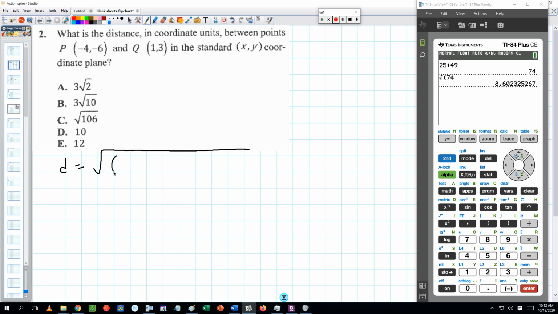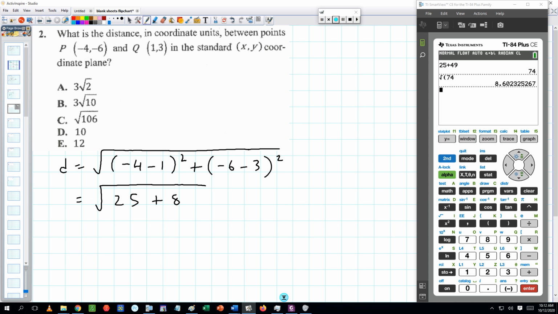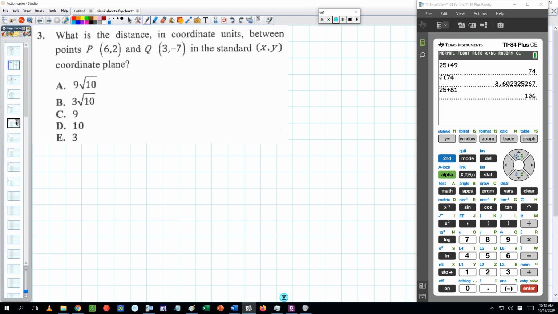Subtract my 2 x's, squared, subtract my 2 y's. -4 take away 1 is -5. -5 squared is 25. -6 take away 3 is -9. -9 squared is positive 81. 25 and 81. Answer C.